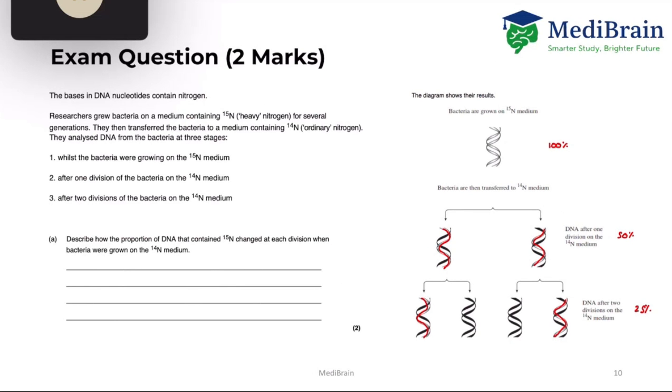It says describe how the proportion of DNA has changed through the divisions. Okay, so over here it's gone from 100% to 50%, and then it's gone from 50% to 25%. So as we can see, the proportion of DNA decreases by 50%. It always decreases by 50% after every division.